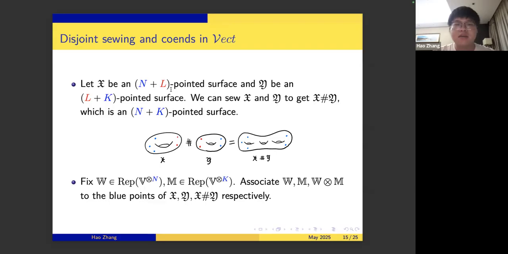Let X be an n plus L pointed surface. This is X. Y be an L plus K pointed surface. This is Y. And the color is really good for you to memorize which points are to be sewn. This is L points, and this is another L points. So you sew these L pairs of points to get a higher genus Riemann surface on the right hand side. This Riemann surface is an n plus K pointed surface.